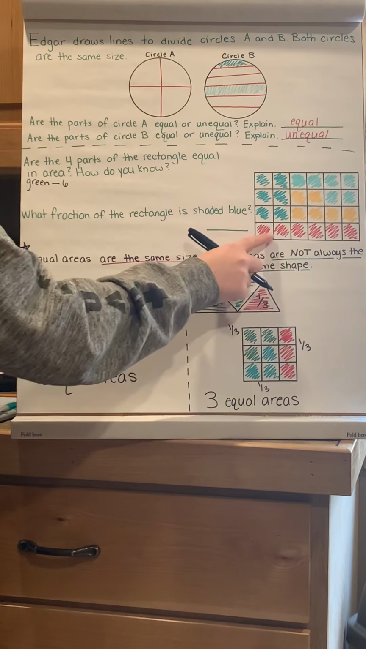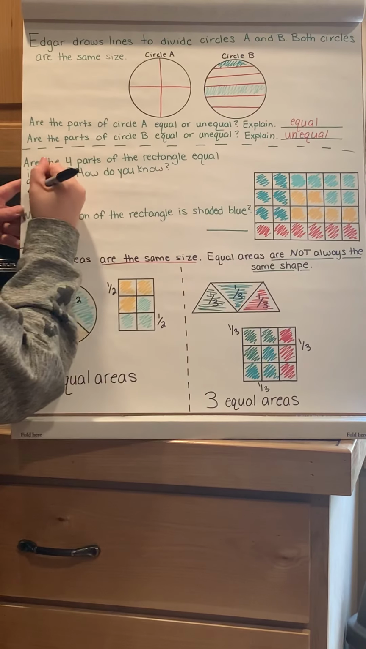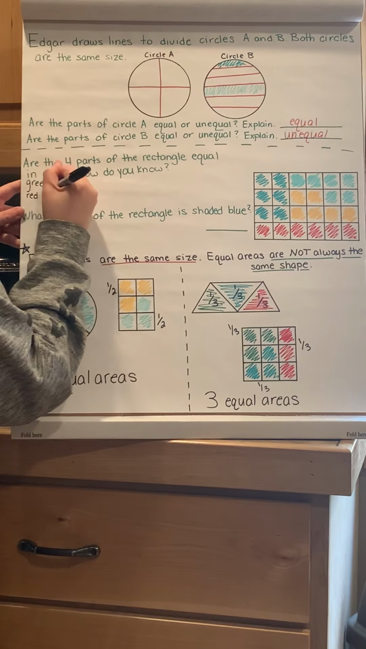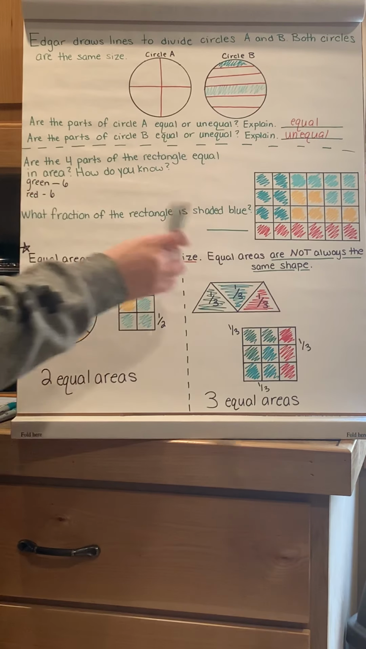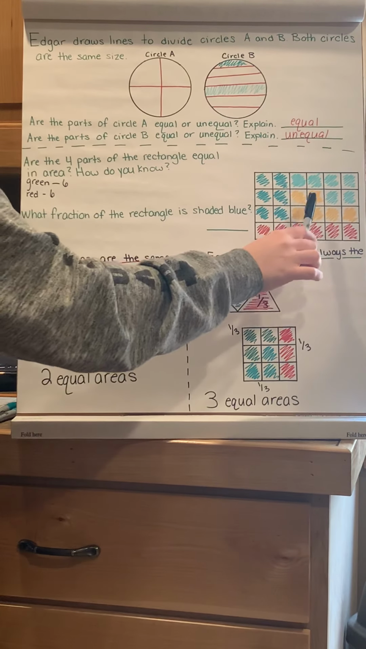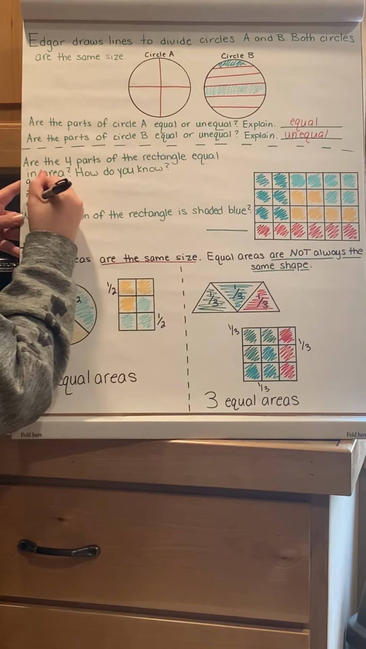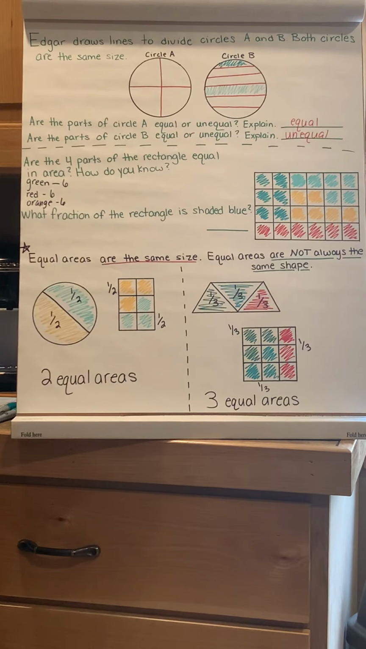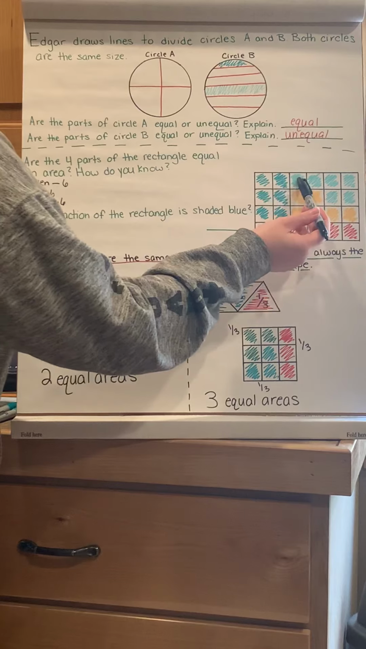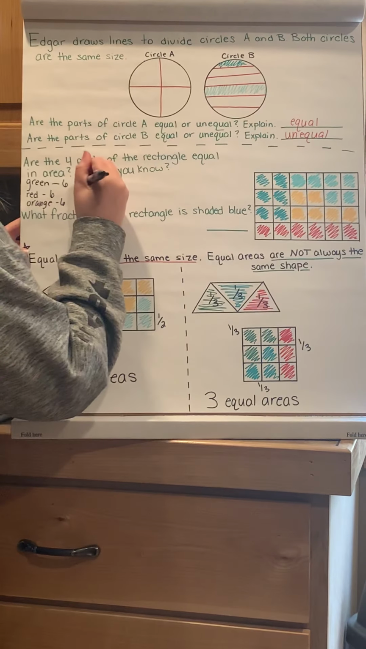Let's look at red. 1, 2, 3, 4, 5, 6. So red also has an area of 6. Now let's look at orange. 1, 2, 3, 4, 5, 6. Again, orange has an area of 6. It's looking like they're all going to be the same, but let's just double check and count the blue too. 1, 2, 3, 4, 5, 6.